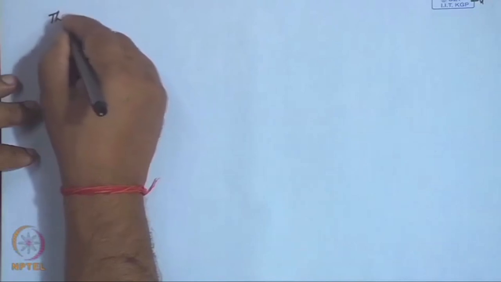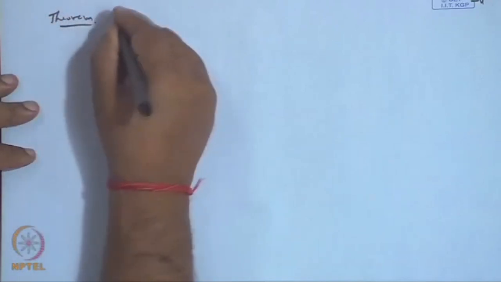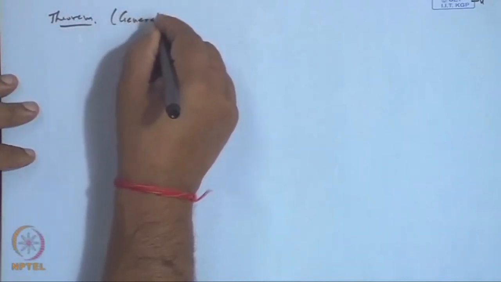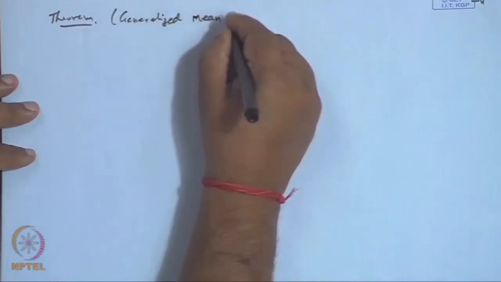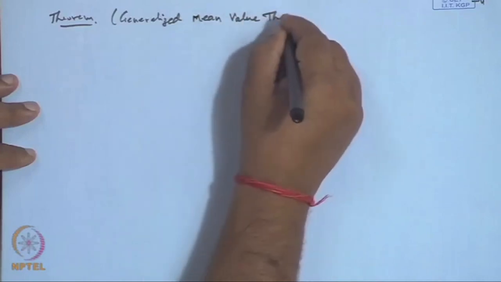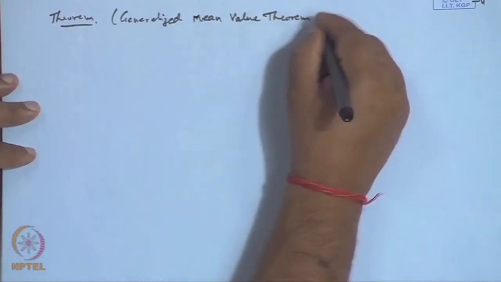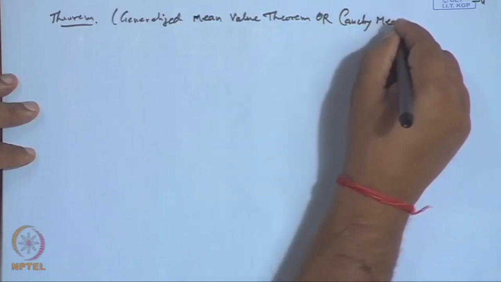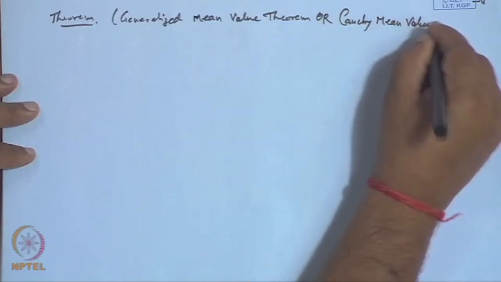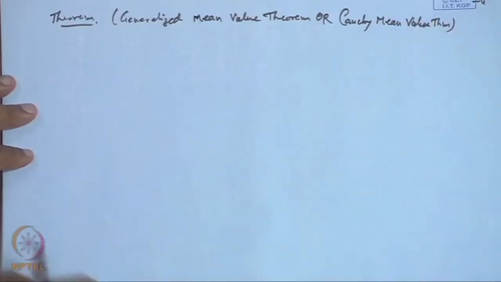Now, we come to the result that is called the generalized mean value theorem, also known as Cauchy's mean value theorem.